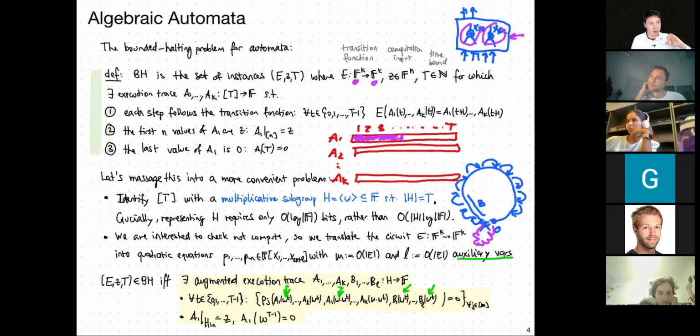We just need the ability to travel along a large enough subgroup. Okay, we don't need to worry about wrapping back within a small thing.